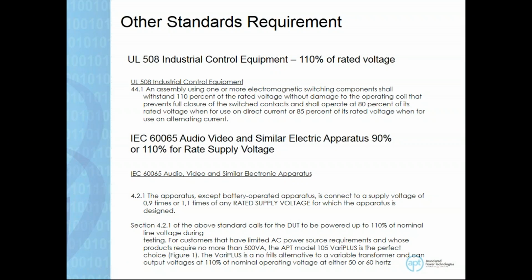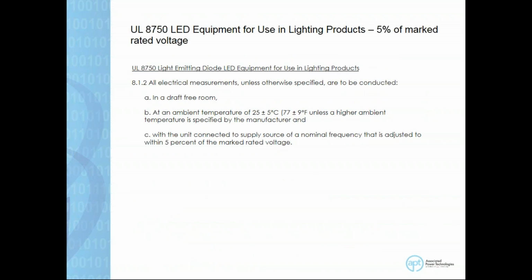Take a look at some of the other requirements for other standards. UL 508 requires you again to have 110% of the rated voltage applied to the coils and make sure they're operating without damage. Audio, video, electrical apparatus may require you to have a dip of 90% of the voltage. So how do you achieve all these voltages from a wall outlet? You need to have a source that's capable of driving the load at proper voltages. And lastly, we have this LED equipment that also requires you to raise or lower the voltage within 5% of the mark voltage.